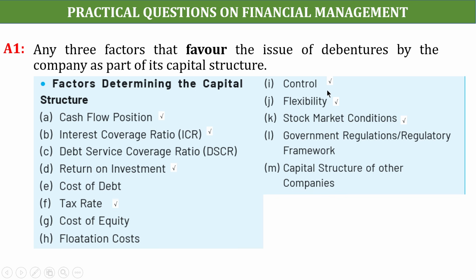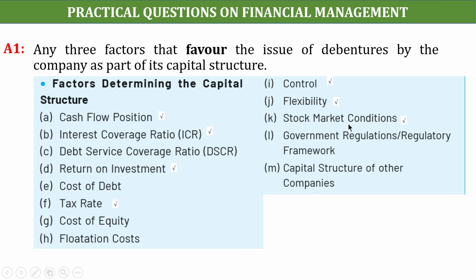Control: if the control consideration has to be kept with only the existing shareholders, then new debentures should be issued. If the control consideration doesn't matter, then further funds can be raised by issuing fresh equity shares. Flexibility: if there is flexibility in the repayment options, like a company can repay at its own convenience at any point of time, then raising the fund through the debt component should be preferred.